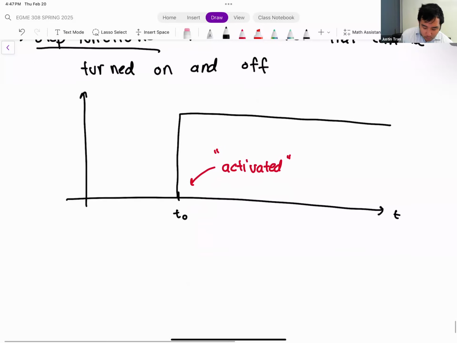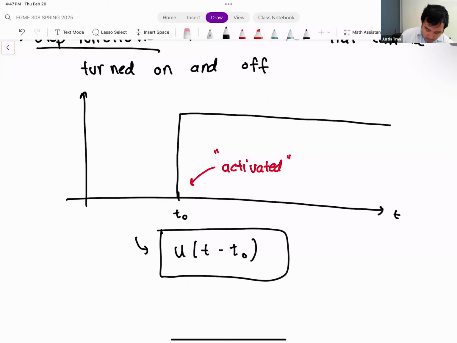So this function right here, which steps up at t0, the way we denote this is we use the function u. So u is a function that's used to denote a step. And this is denoted by u of t minus t naught. So this is a step function that starts at t naught.